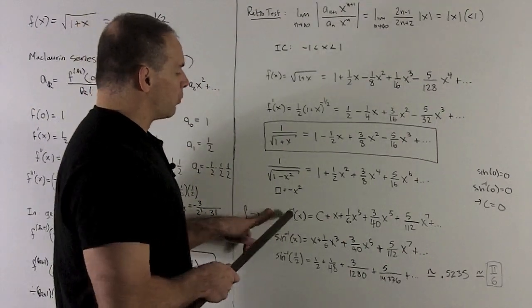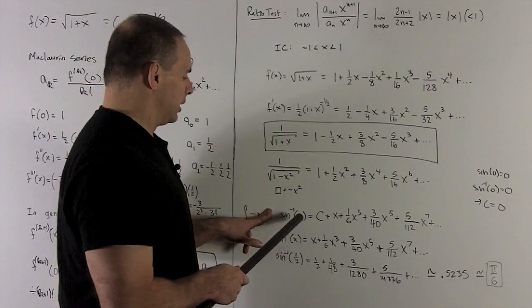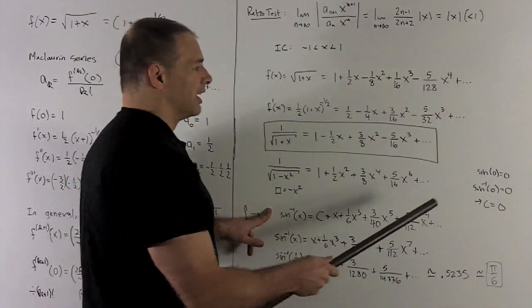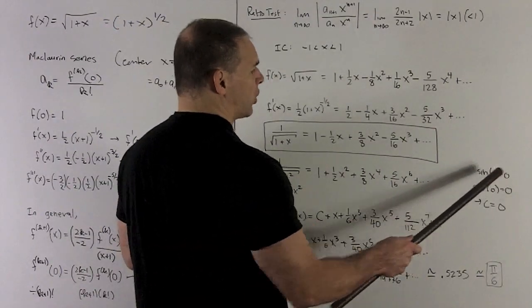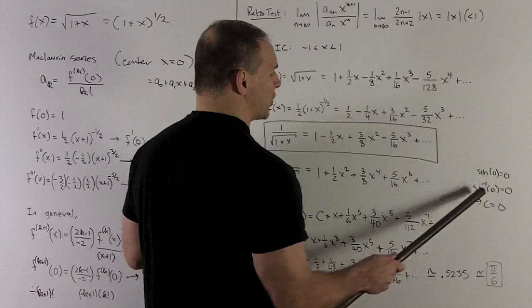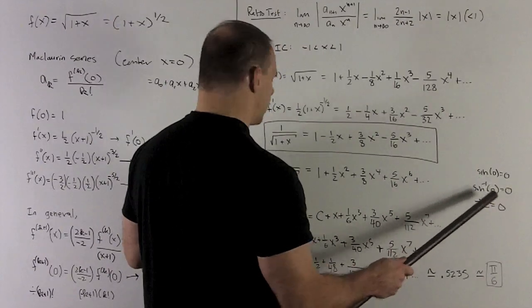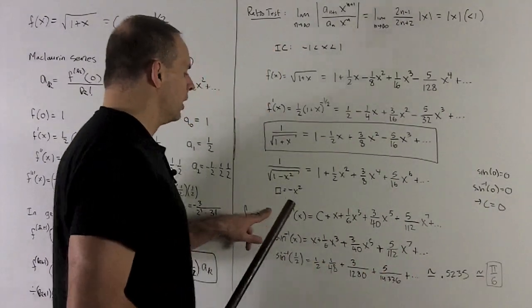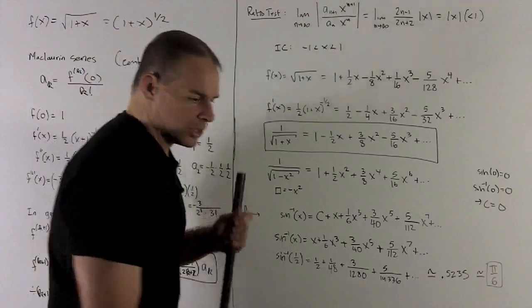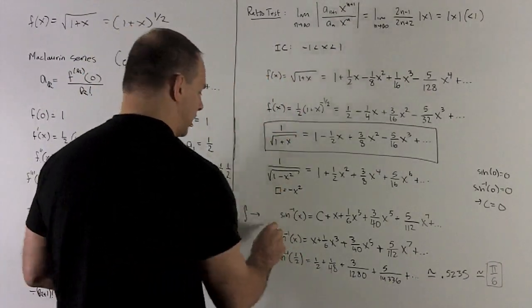Okay, we want to get rid of the c, so I'm going to put 0 in for both sides. Sine inverse of 0 is 0, that means c is 0. So now we have the power series formula for sine inverse.